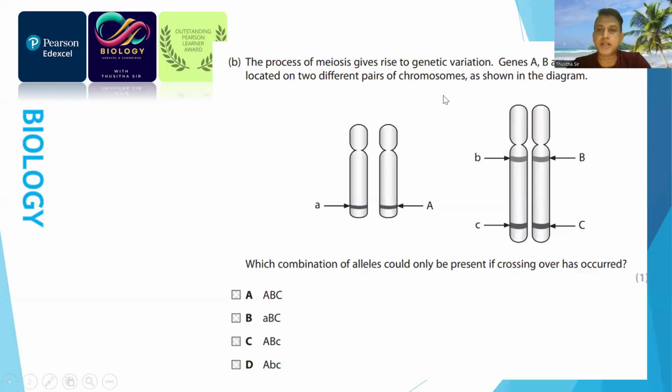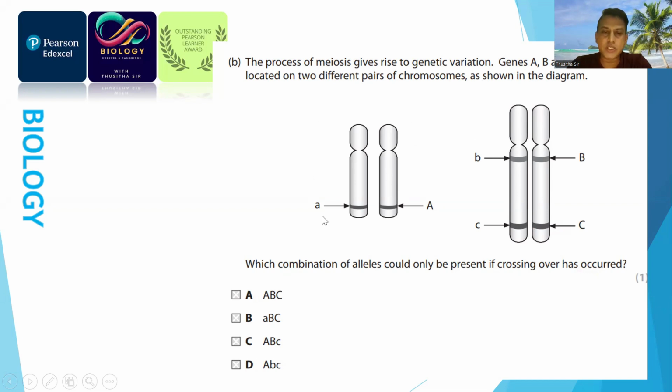Next question, B part. The process of meiosis gives rise to genetic variation. Giving rise to genetic variation means the crossing over and random assortment provide the variation. Genes A, B, C are located on two different pairs of chromosomes as shown in the diagram.